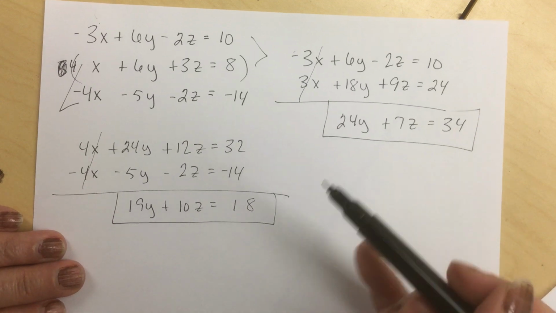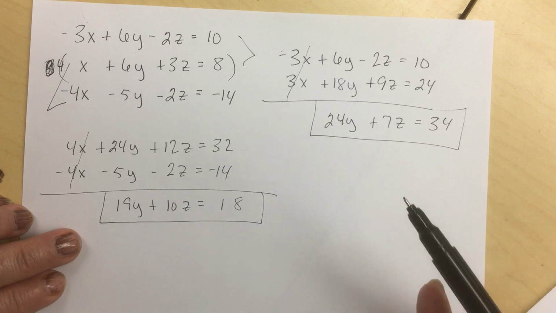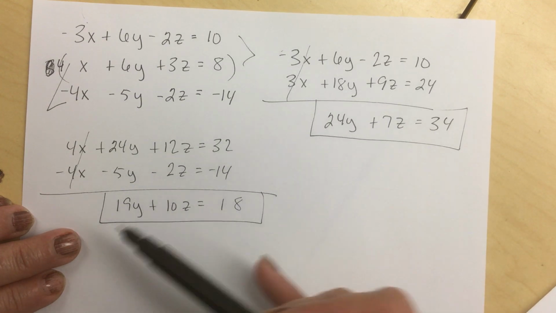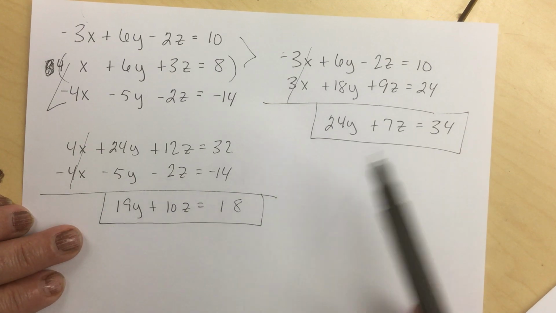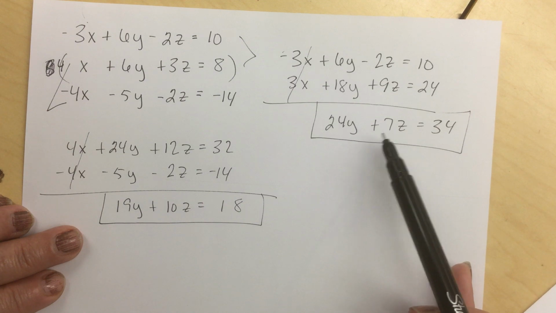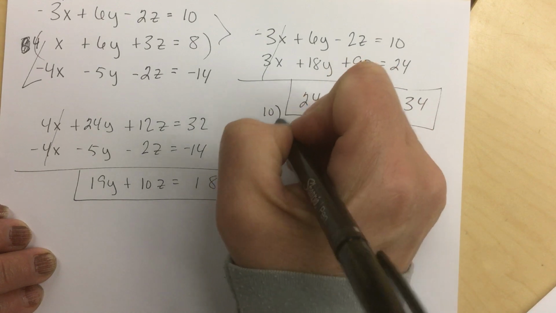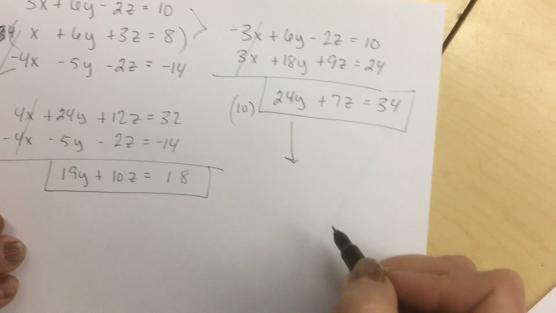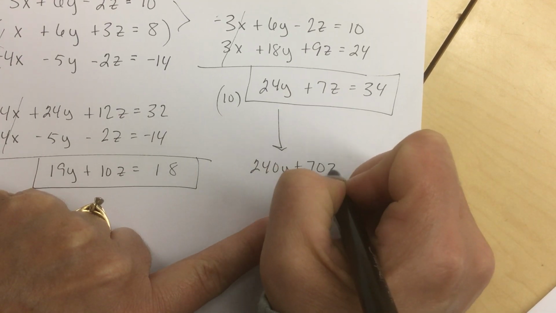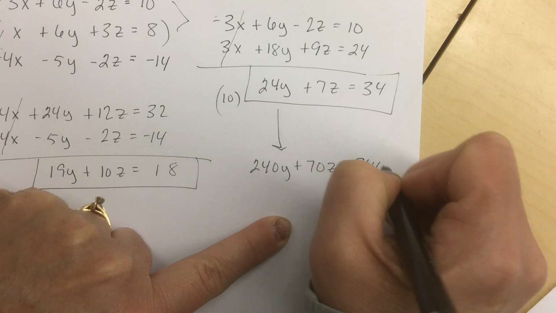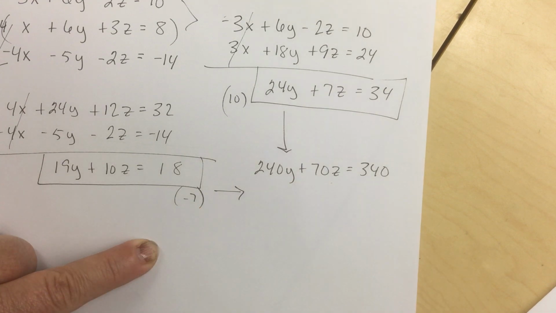So now I'm doing elimination with two different equations. So I need to get either my y's to cancel, which is not going to be fun. I'd have to multiply this by a negative 19 and this by a positive 24. The z's are a little bit better. I need to multiply that by a 10 and this by a negative 7. So I'm going to do that. So if I multiply this one by 10, I'm going to write it there. That'll give me 240y plus 70z equals 340.